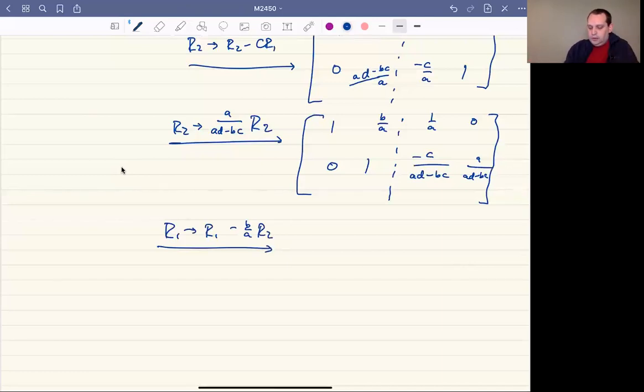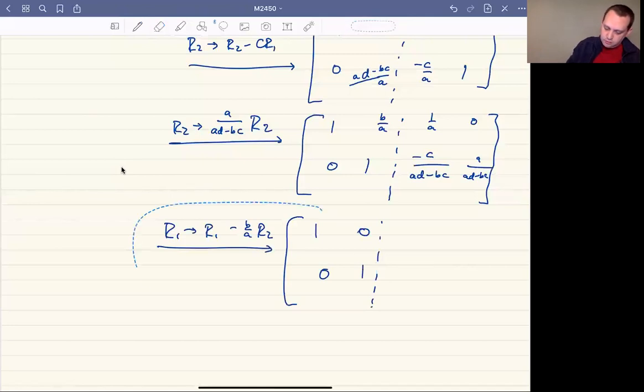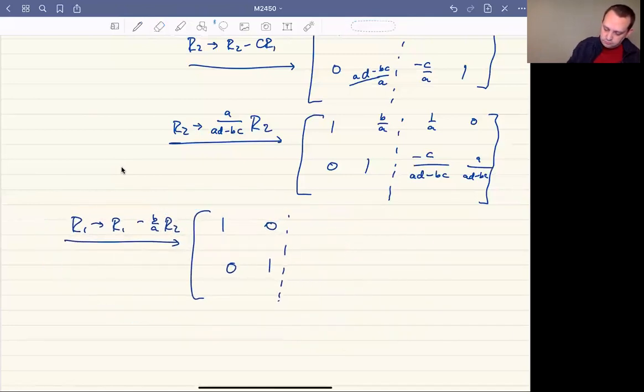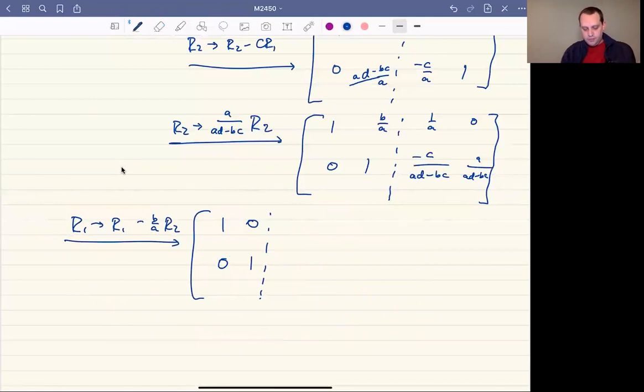So here we go. We have 1, 0, 0, 1. That part's easy. Let's make a little room here. So we have 1, 0, 0, 1. And then on the right, the second row is going to stay the same. We have negative C over this quantity AD minus BC, and A over AD minus BC.